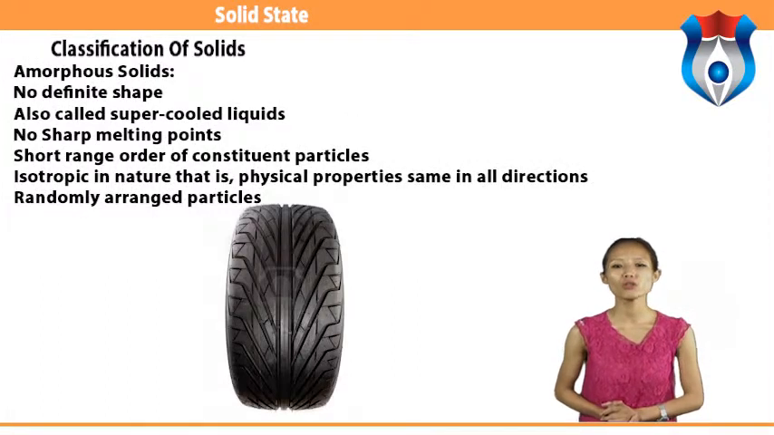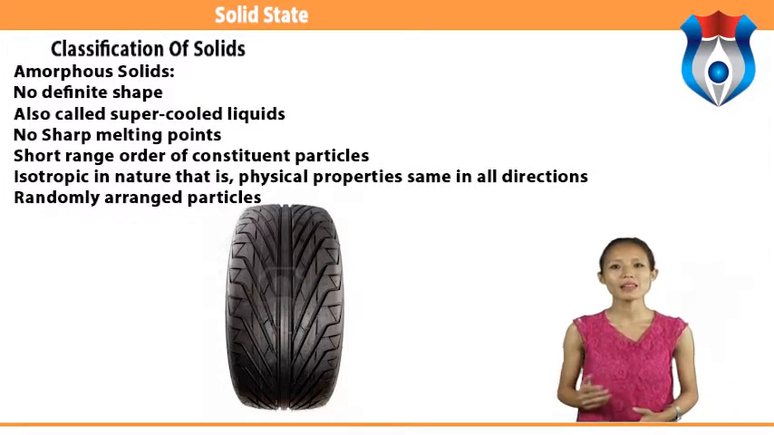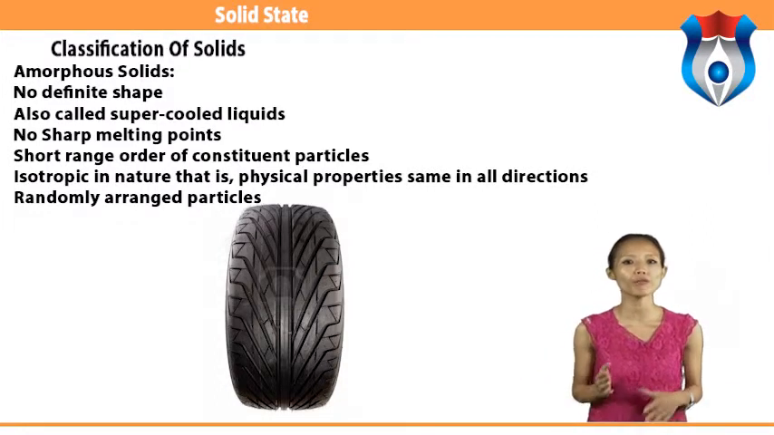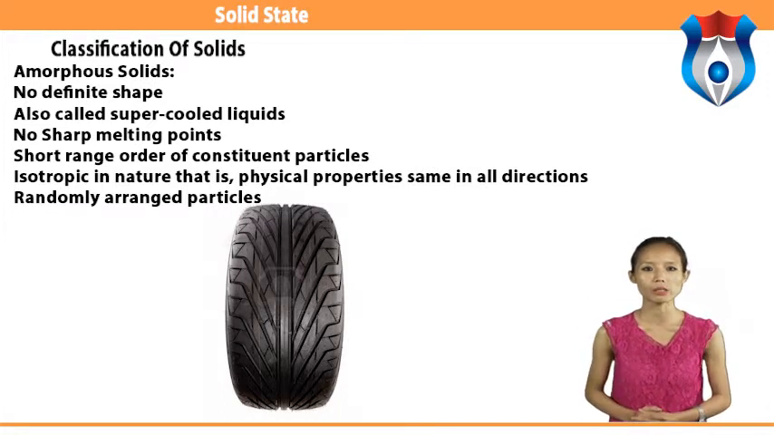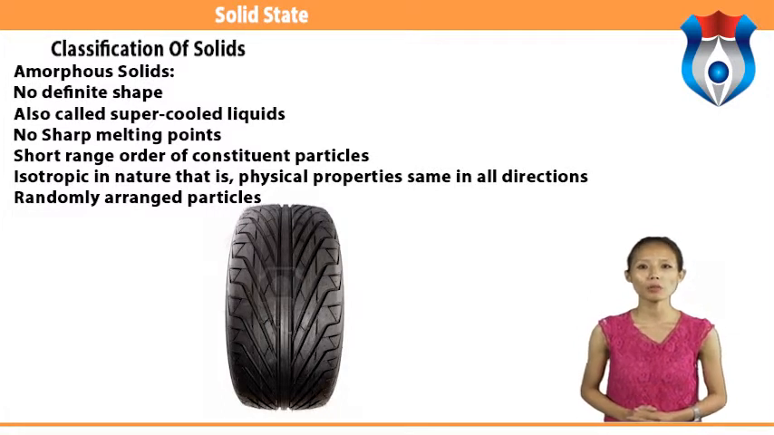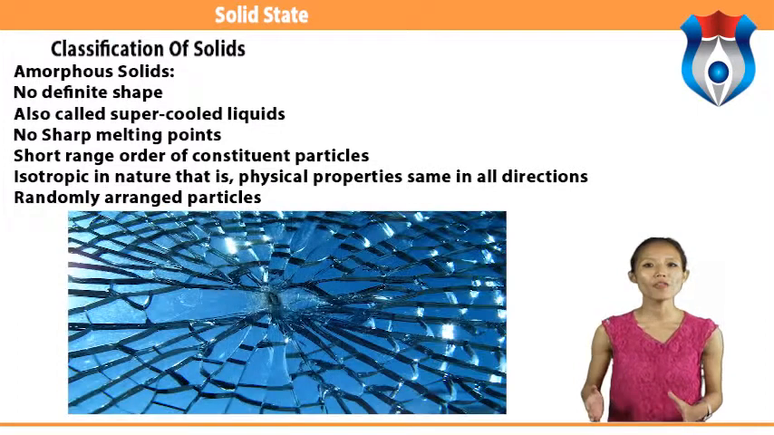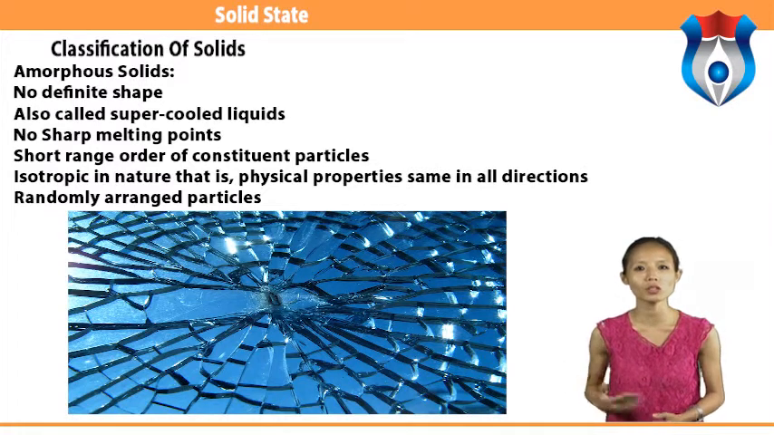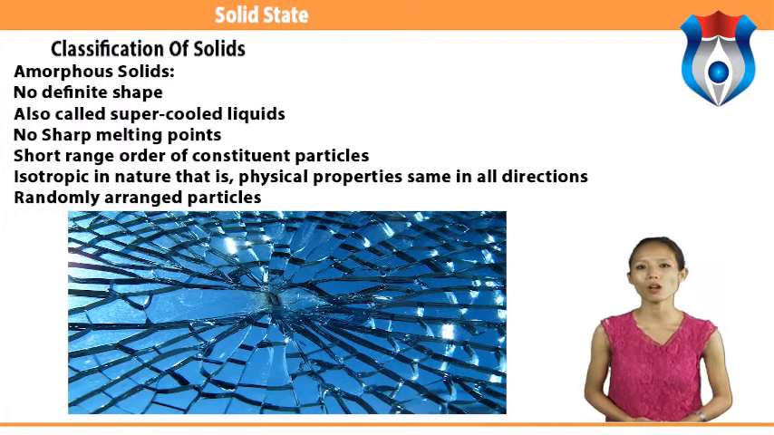The solids which do not have any definite geometrical shape are called amorphous solids. These solids are also called supercooled liquids and are without sharp melting points. That is, they have short range order of their constituent atoms, like that in liquids. Examples: glass, rubber, plastic, etc. Amorphous solids are isotropic, that is, their physical properties are the same in all directions. Actually, here the particles are randomly arranged and disordered, due to which all directions are equivalent, hence all the properties remain the same in all directions.